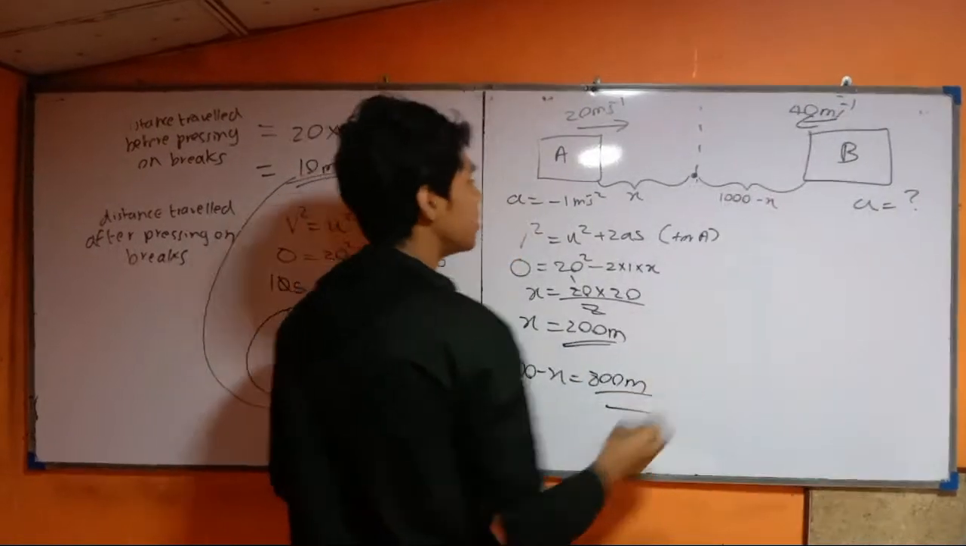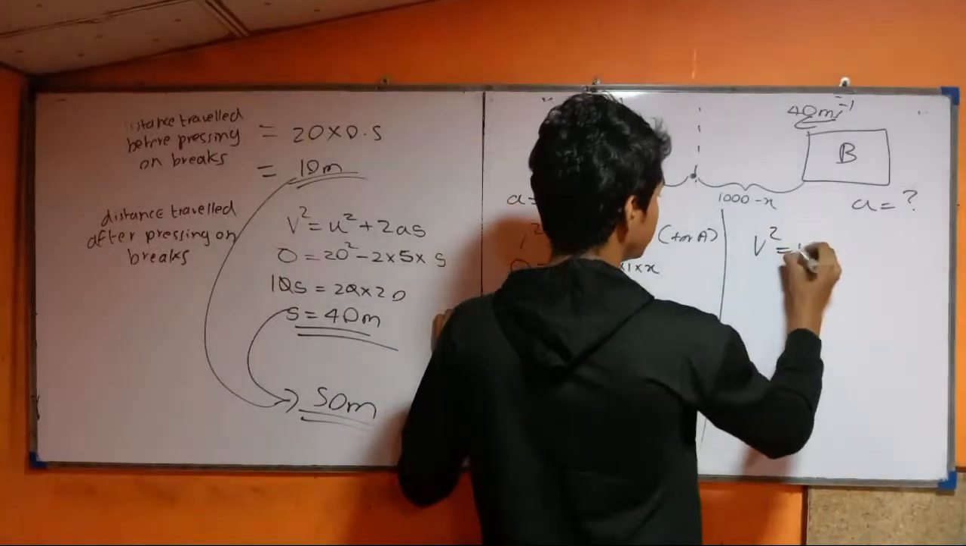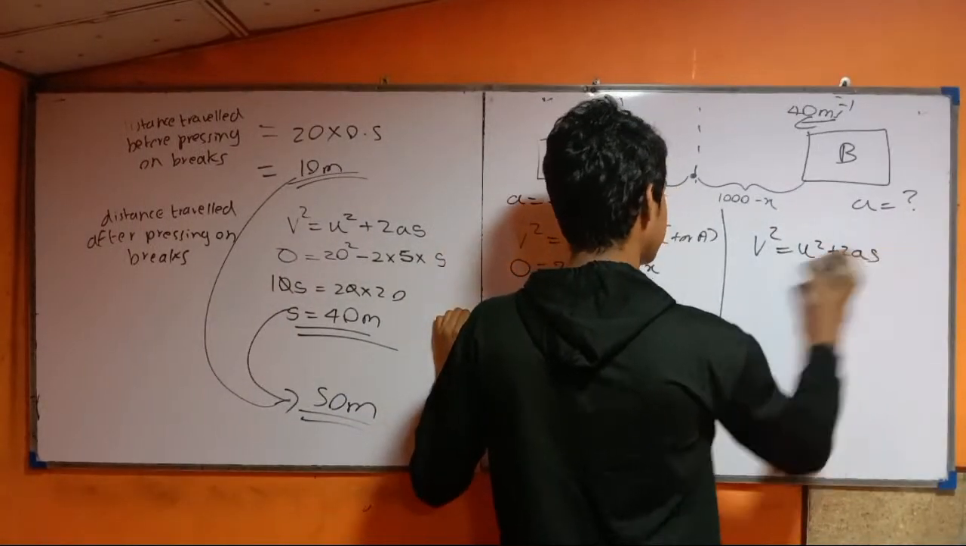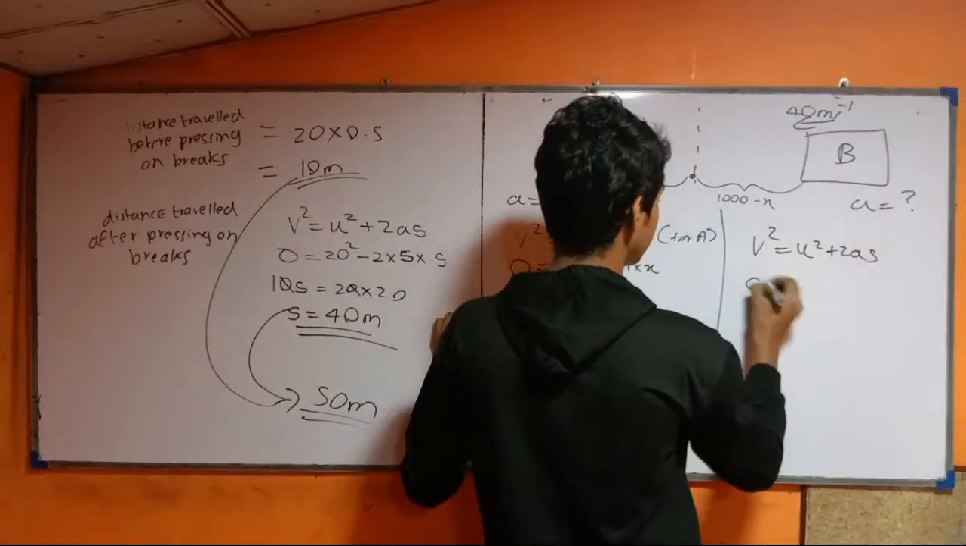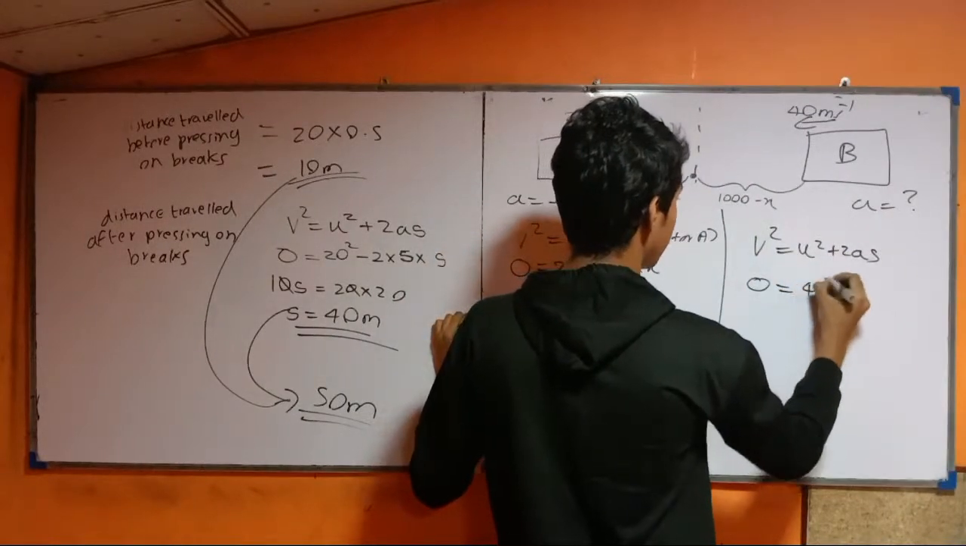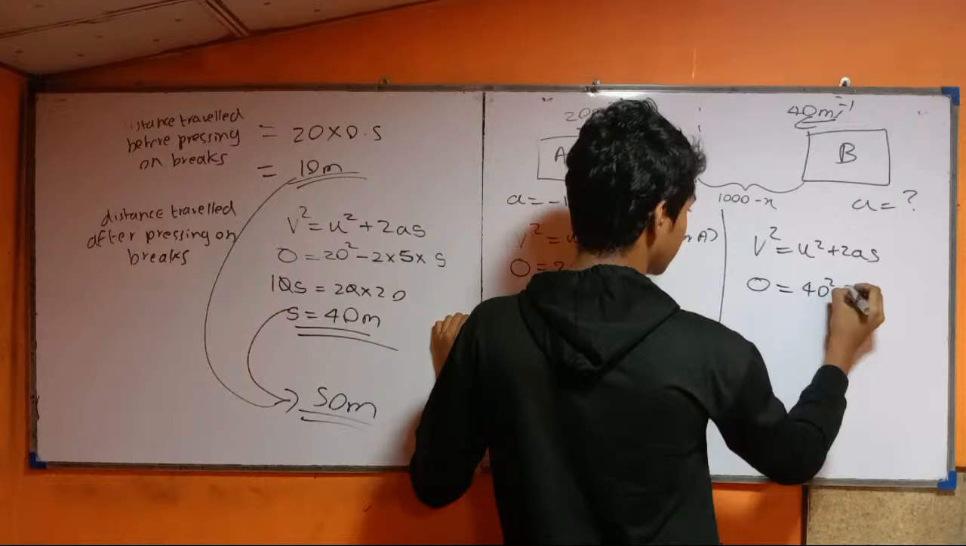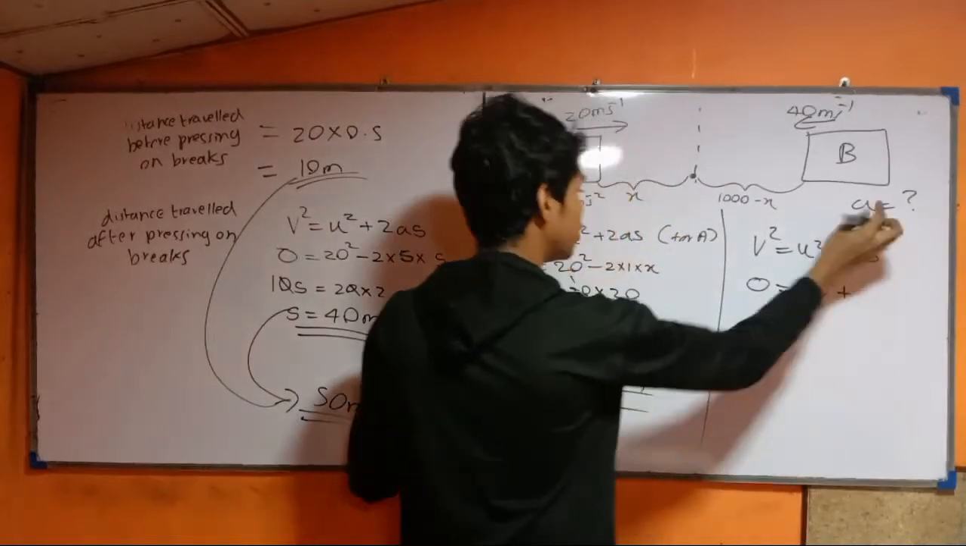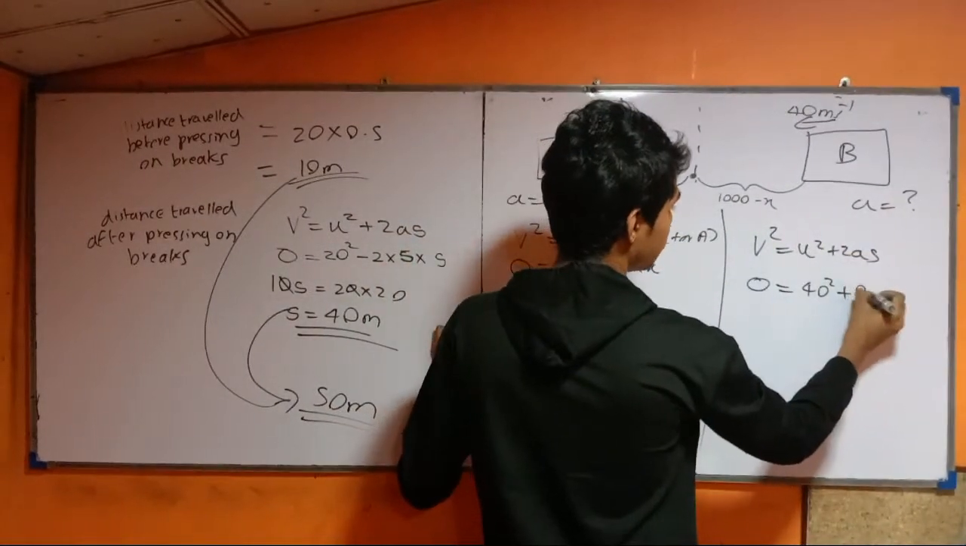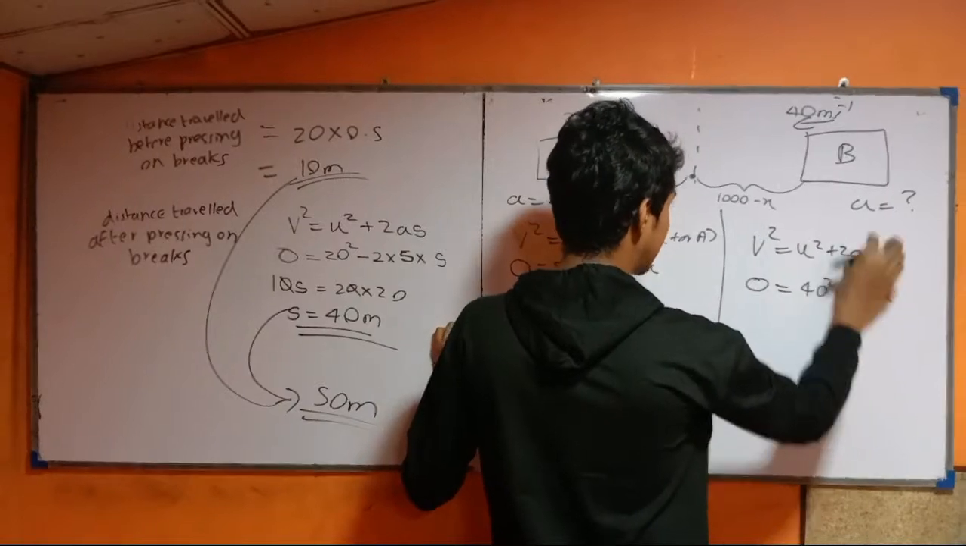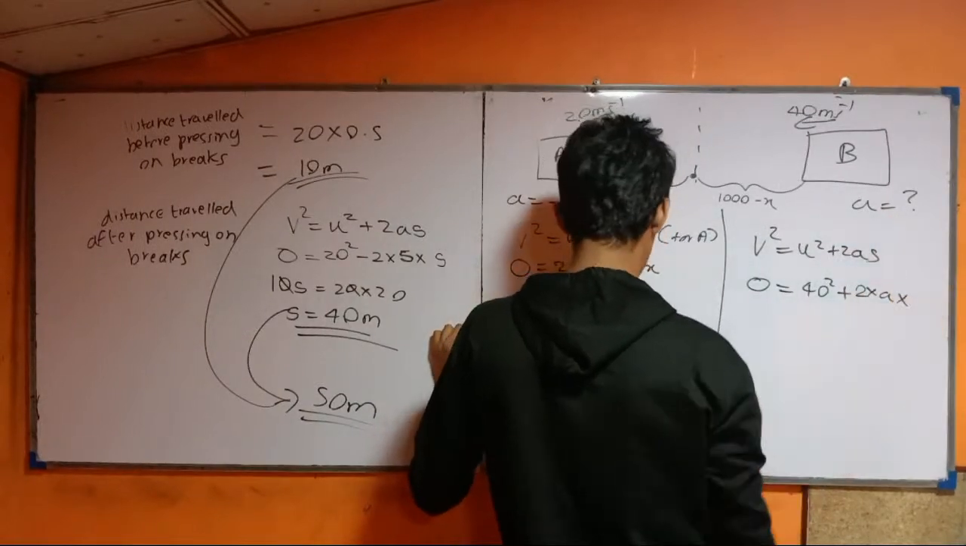Now easy. Then you apply v squared equal u squared plus 2as. Final velocity 0. Initial velocity 40 squared minus, not minus, let's put plus. Let's say we don't know. Then 2 into a into, we are finding a, into how much? 800.